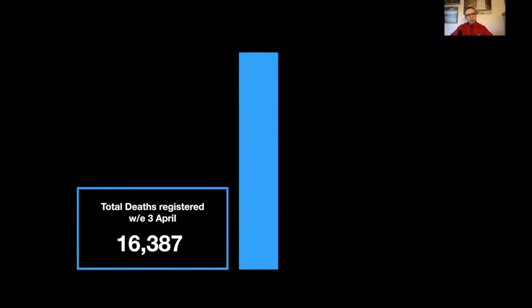The data seems quite old because it does take a little while for the processing of registrations to come through. So the data for the 3rd of April was only published yesterday, being the 14th of April, but it's the most reliable data because it allows for the backlog in processing registrations. It allows for deaths in all locations. It collates all sorts of useful information about those deaths.